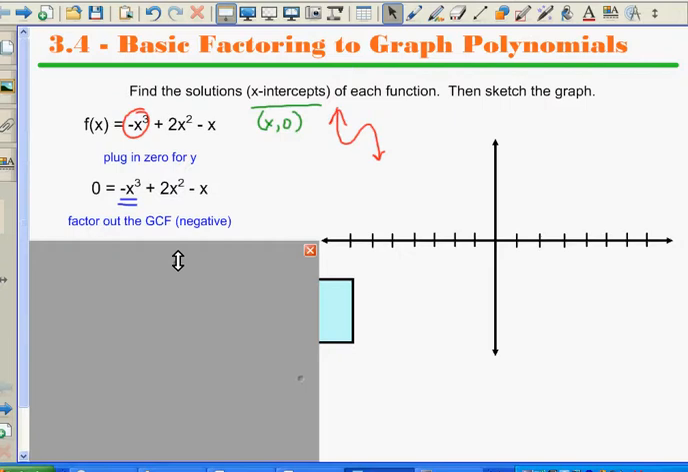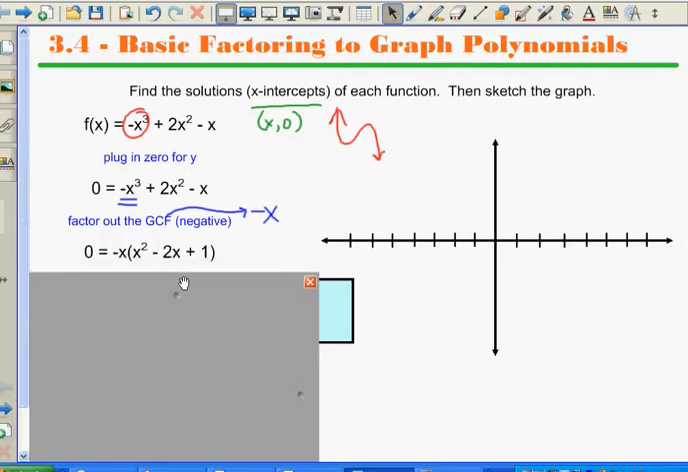So for us, our GCF is going to be, we can take out negative, and each of them shares an x. So we're going to take negative x out of everything. I went ahead and took out negative x from everything. And if you wanted to double check, you can always distribute this back in, and you'd be right back up where we started.